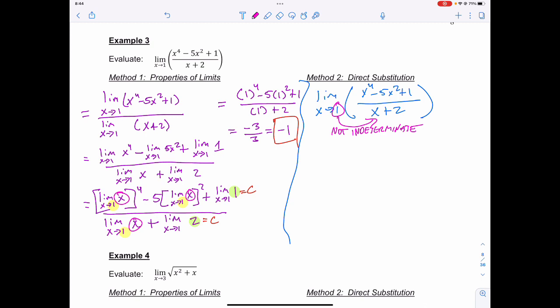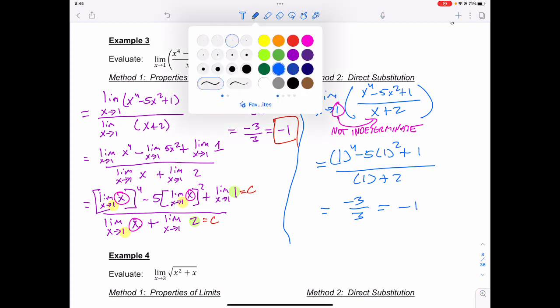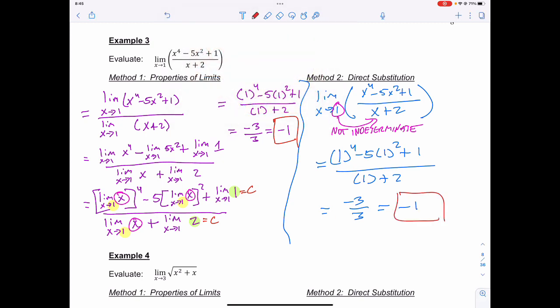But in this case, if I replace the denominator with 1 for x, then I don't wind up with a denominator of 0, which means that now I can just directly substitute the a value in for all the x's, and it's just going to give me 1 to the power of 4 minus 5 times 1 squared plus 1, all divided by 1 plus 2, which we already know is negative 3 over 3, or negative 1. For obvious reasons, the direct substitution is significantly simpler if you can do it.